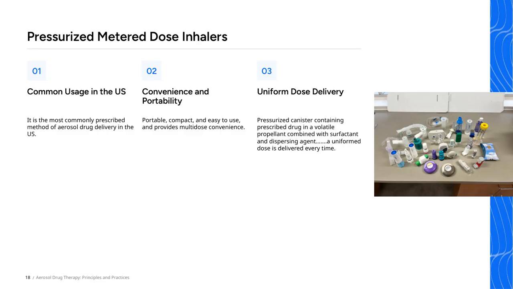Now, let's talk about pressurized metered dose inhalers, or MDIs for short. These inhalers contain a pressurized canister with the prescribed medication, which is mixed with a volatile propellant. This propellant helps deliver the medication efficiently. Additionally, there are surfactants and dispersing agents included to ensure the medication is evenly distributed. The key benefit here is that each time you use the inhaler, you get a uniform dose, which is essential for consistent therapeutic effects. MDIs are also known for their convenience.